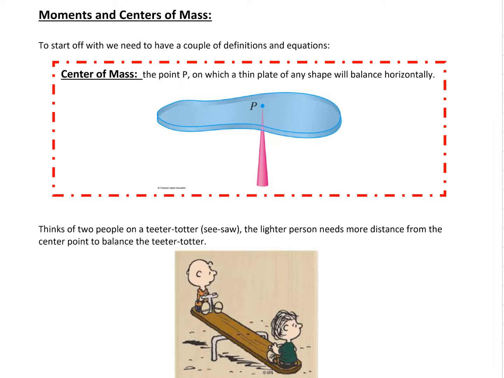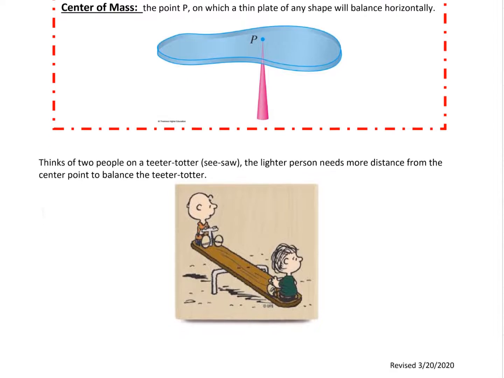So just to start off, a center of mass, if we have a thin plate of any shape, when we look at the center of mass, what we're looking for is the point at which it would balance on a fulcrum or on a point. So one way to think of it is a little bit like a teeter-totter.